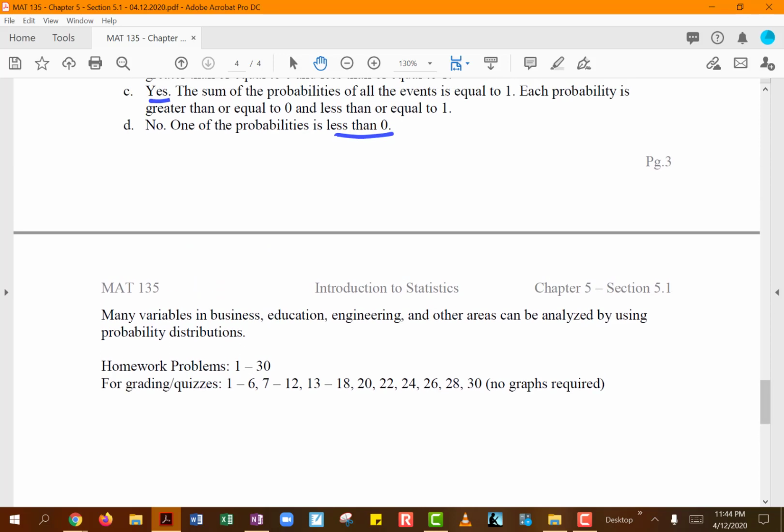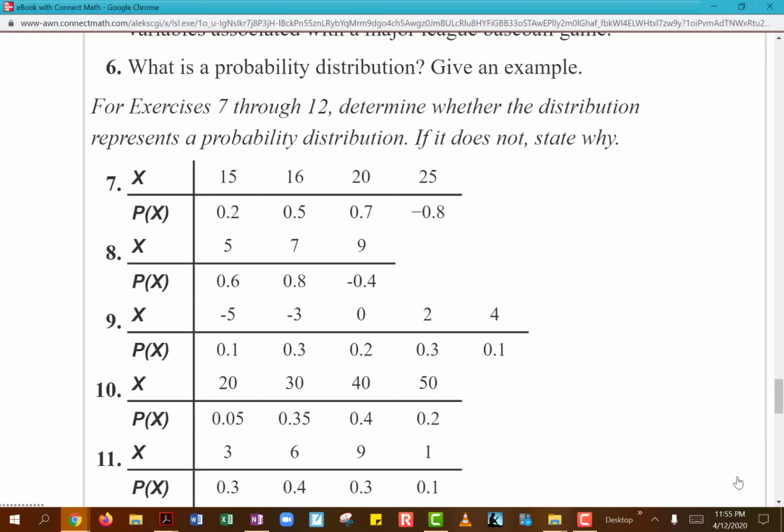Okay, so let's take a look at a couple examples from our textbook over here. We're looking at example 7 here from your textbook, and this one is just asking us to determine whether the distribution represents a probability distribution or not. So remember, as I said before, you cannot have numbers less than 0 or greater than 1 for each individual probability, right? They can be 0 or 1 or anything in between. And also your total probability cannot add up to more than 1.